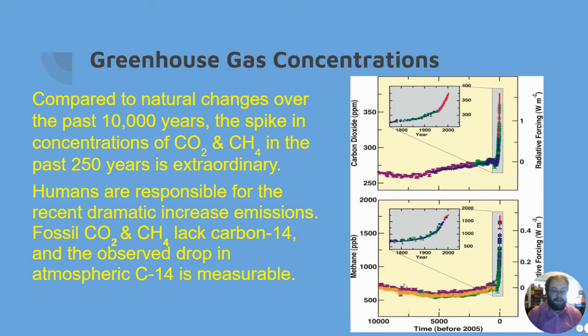And the same goes for methane concentrations. These two gases are greenhouse gases, and they are responsible for trapping heat on the planet. That's why our planet is warm. That's why our planet is habitable, because we have an atmosphere that traps heat on the planet. Otherwise, we'd be too cold. We wouldn't be able to exist.